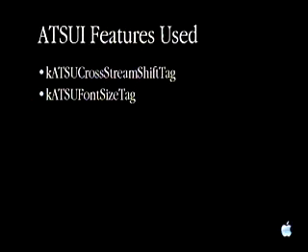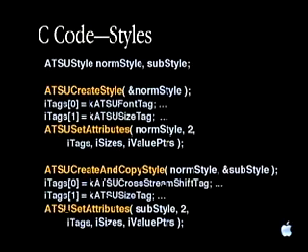Okay, in this case, the two features that you're going to use are both style features. One is the cross-stream shift tag, which we're going to use for the superscripting or subscripting, and then the font size tag to get the smaller size for the super or subscript. Again, you would need to create a style. Typically, you would start out with the normal style, and you would set up your font and size as described before, and use the bulk setter to set those.